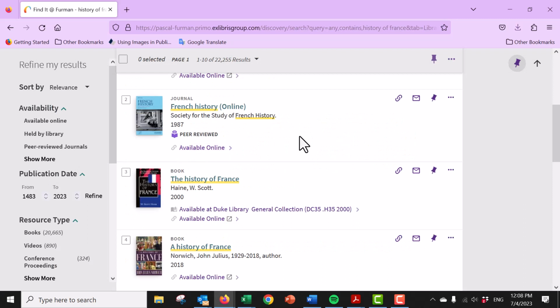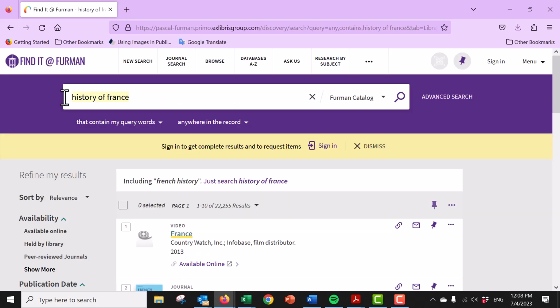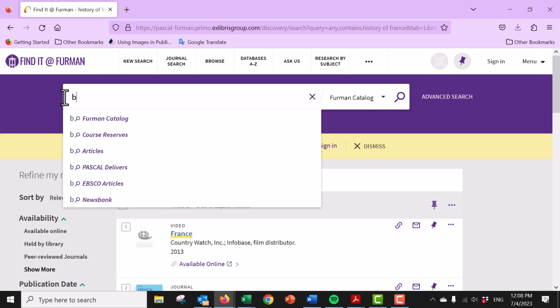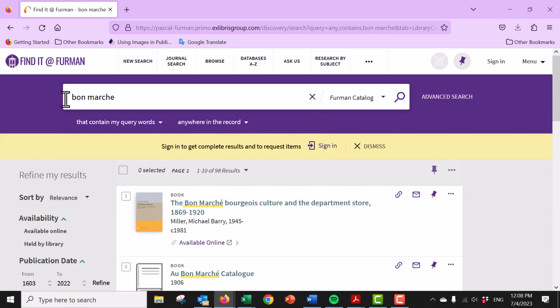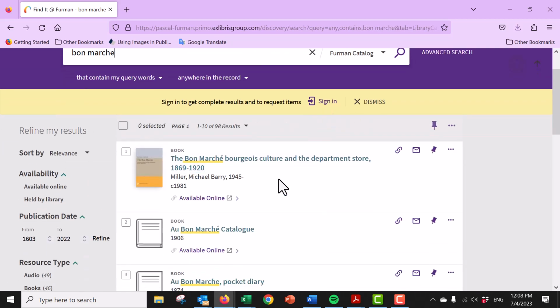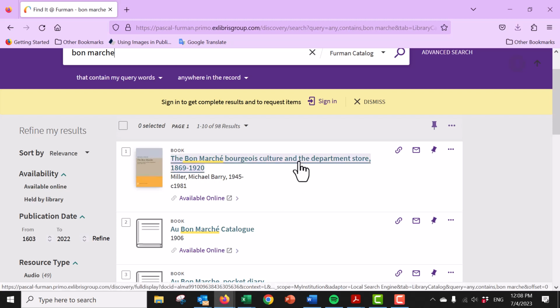The other thing we can do, of course, is to look more narrowly, focusing on a particular figure or development. So again, if we're writing this paper about the history of business in France, let's try to type in a specific term, such as the Bon Marché. This was one of the first department stores in Europe. And voila! Now we can see a book about the Bon Marché, about the culture, about the department store itself. It's a nice history. It's going to cover a lot of the different time periods that we might be looking at. And so now we found a source that could really be useful to our paper.